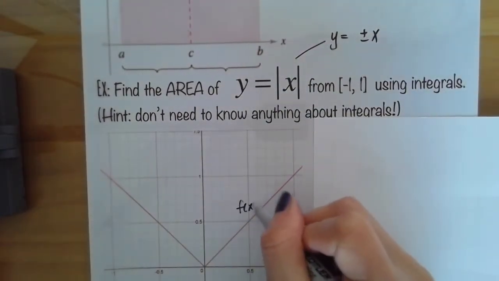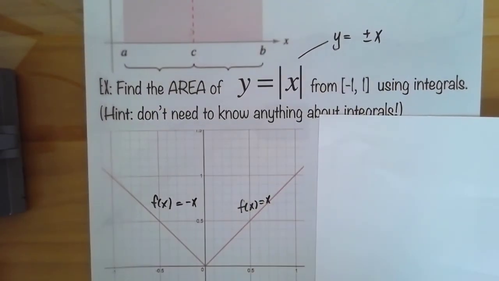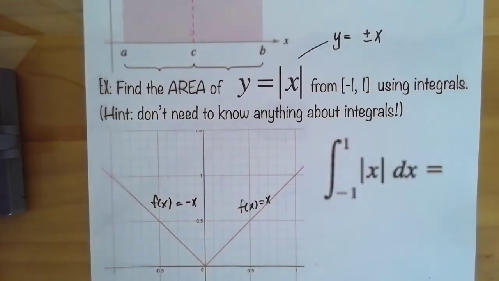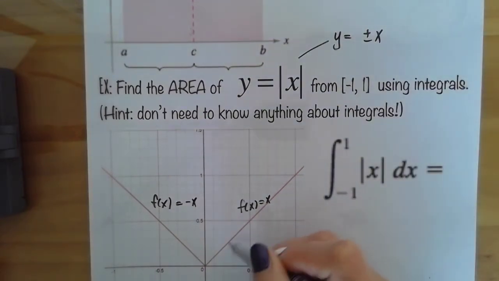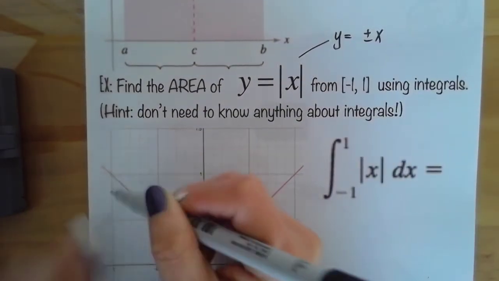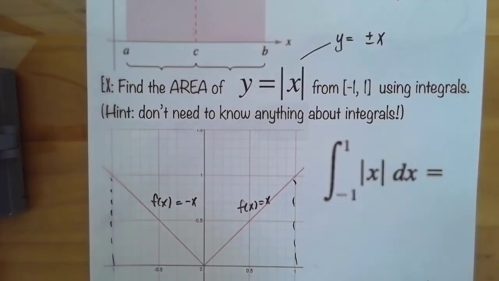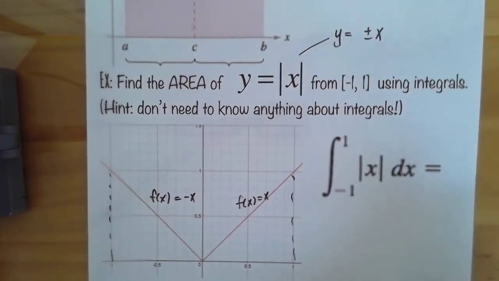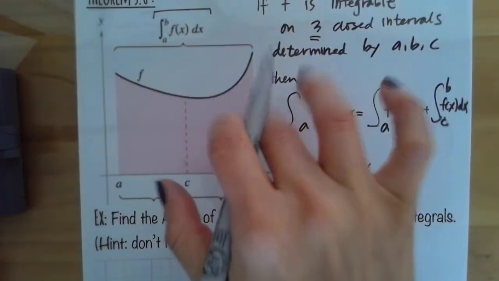So this is f of x equals x. This one is f of x equals negative x, correct? Okay, and we're going from -1 to 1. So what do you suppose the integral is, right? We're looking for this integral. We're looking for this area, right? We're looking for here to here. What do you think? Okay, write your guess. Stop the video and see if you can apply this formula here.